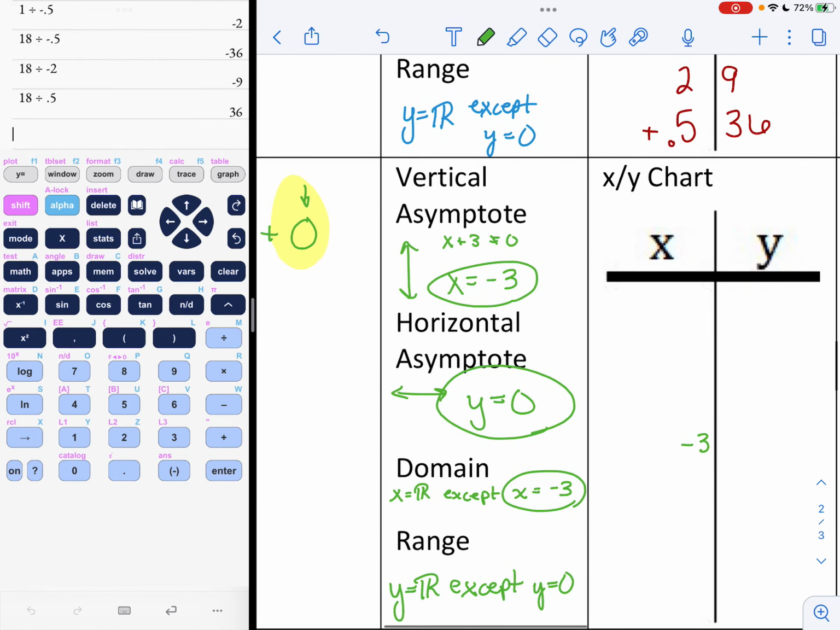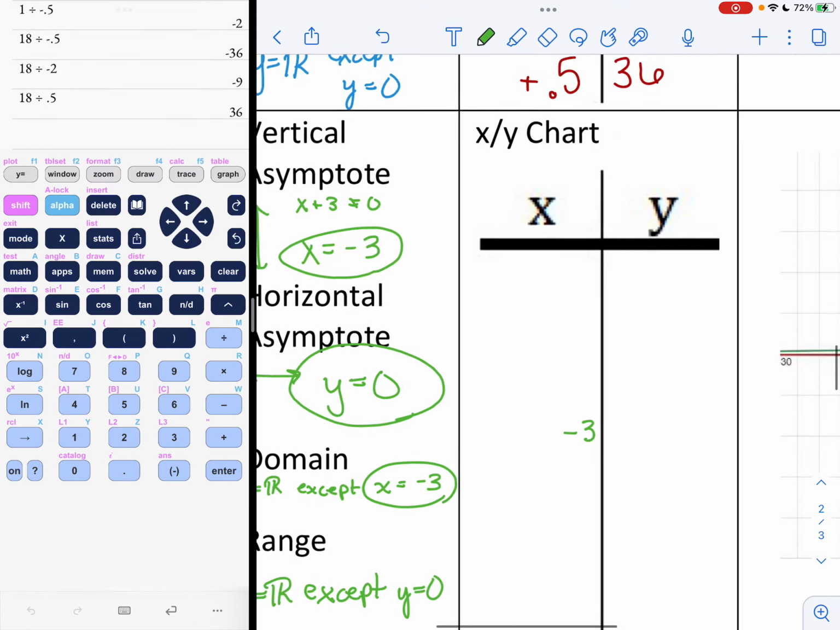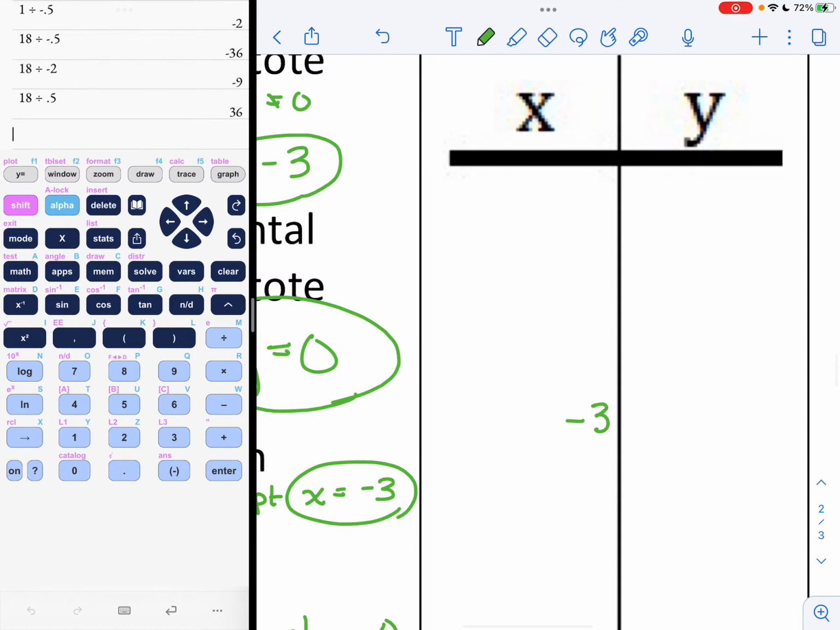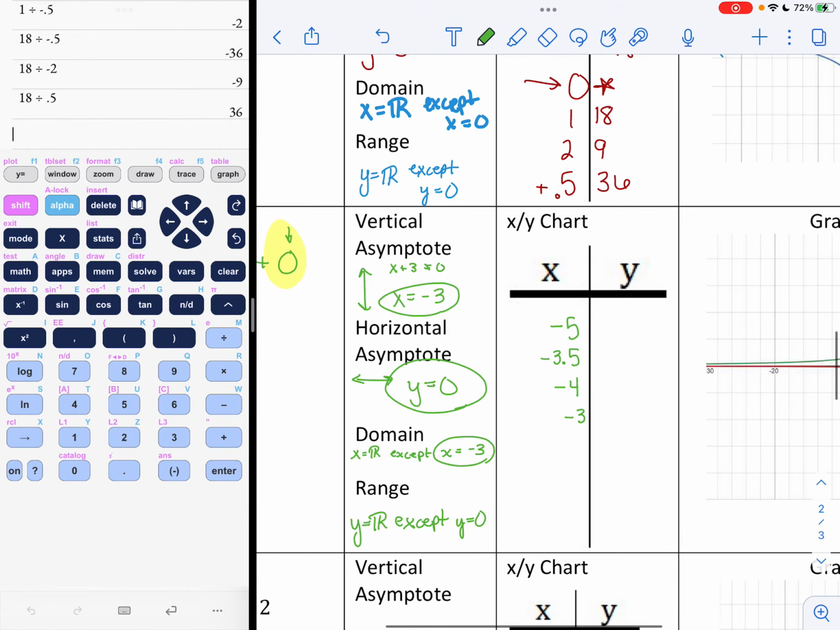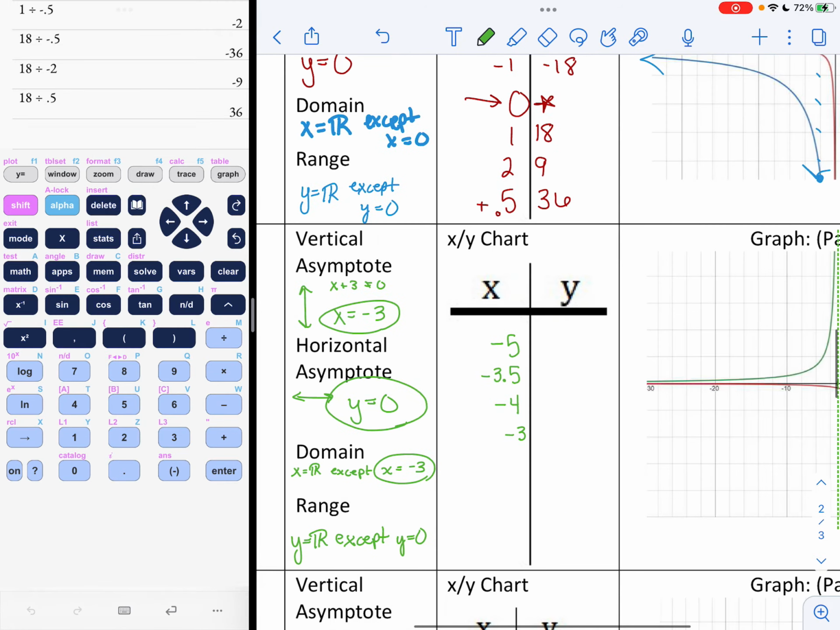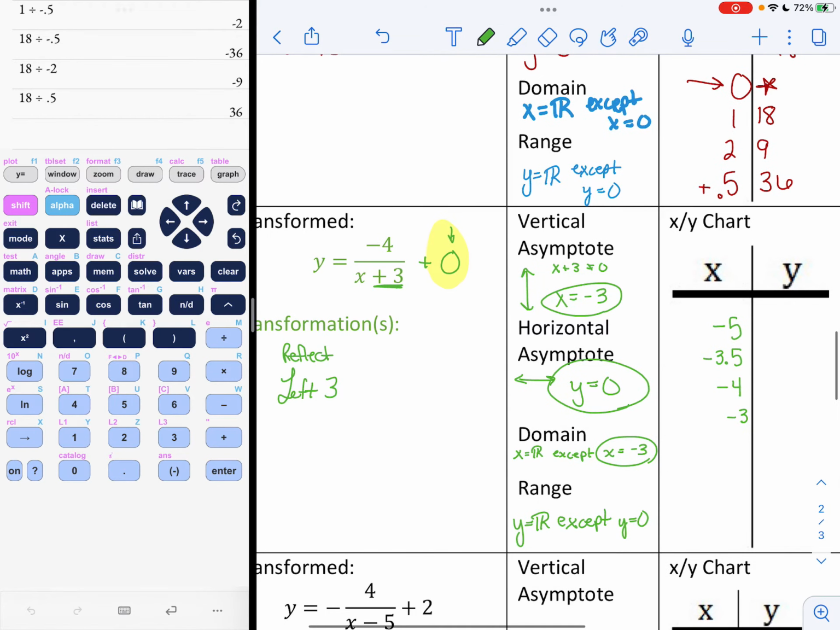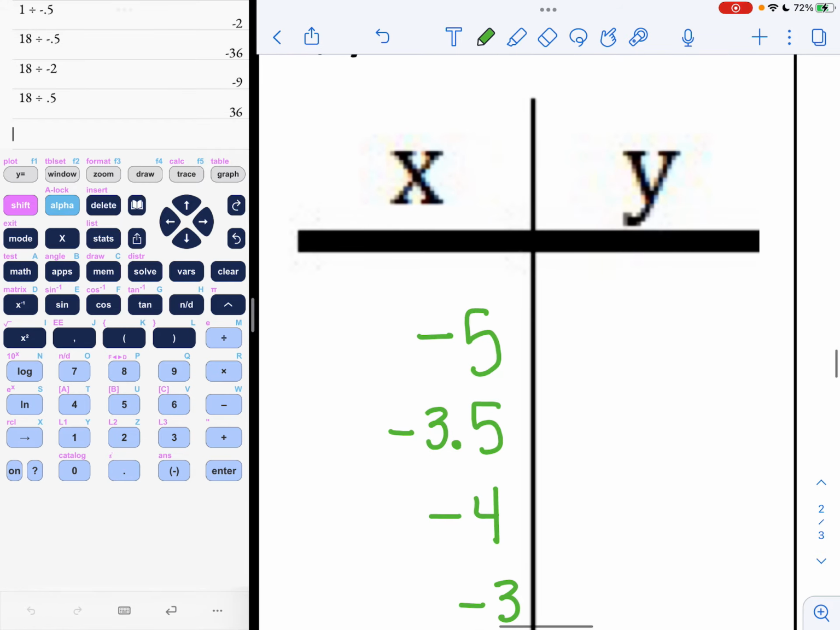So what I'm going to do when I plug in my x's now, let's see, a little lower. Sure, I'll plug in negative 4. But you know what else I'm going to plug in? How about I plug in negative 3.5 and see what happens. So a little smaller than negative 3 and maybe negative 5. Ooh, all right. Now we have to plug it into maybe a little more of a complicated formula. It's going to be negative 4 over x plus 3. So it's negative 4 over x plus 3. That's my formula that I need to use.